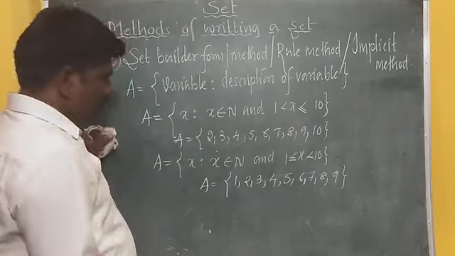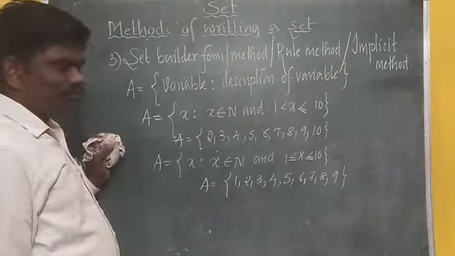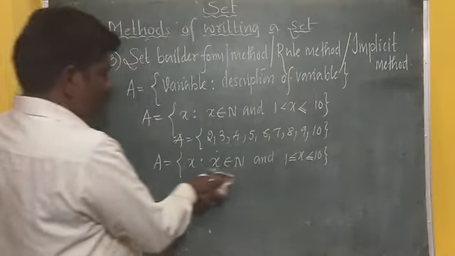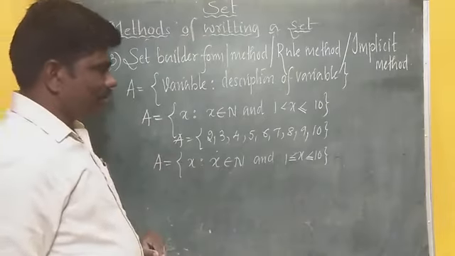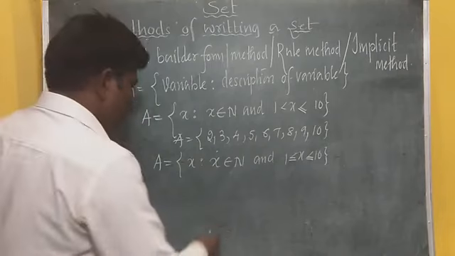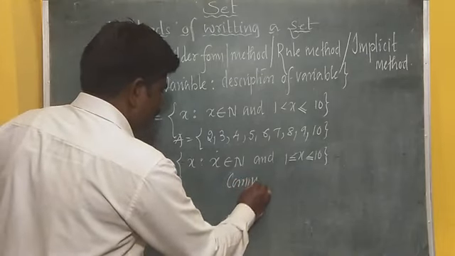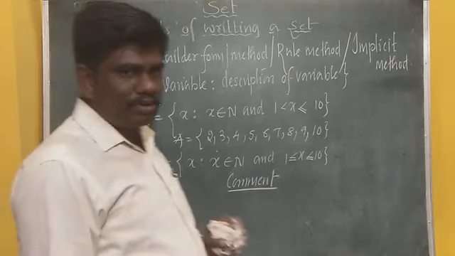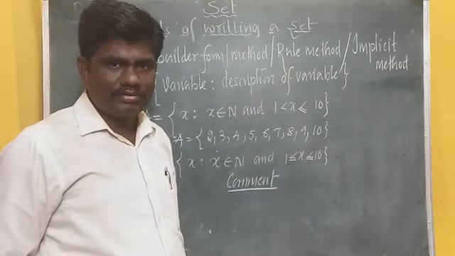Now another example I will take. Here I will take equal to in both the cases. By this time you might have understood what all numbers will be in this set. Now this I am going to leave for your comment. I want you people to answer this question in the comment section.